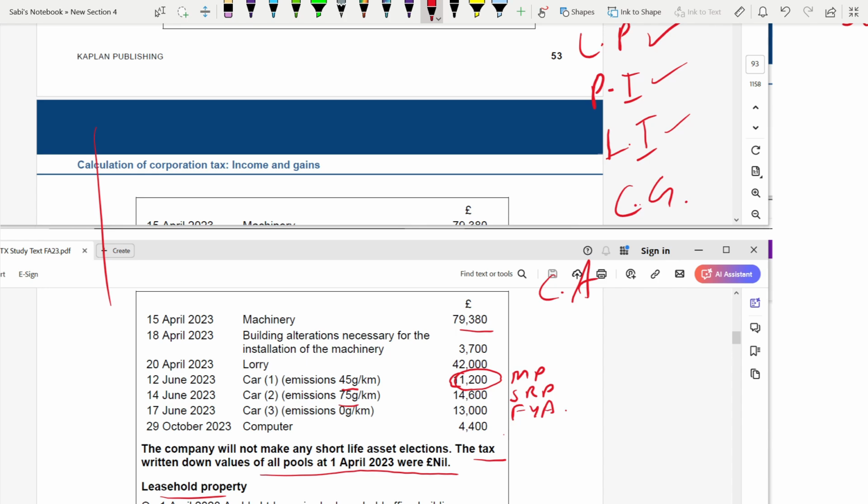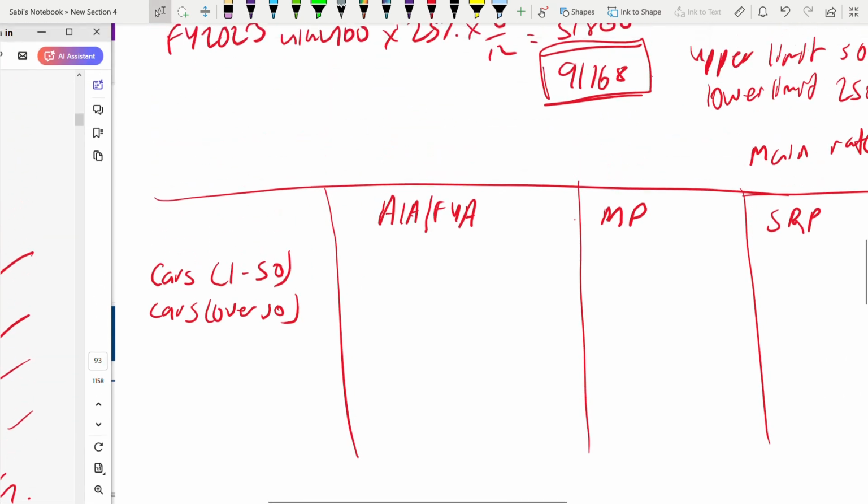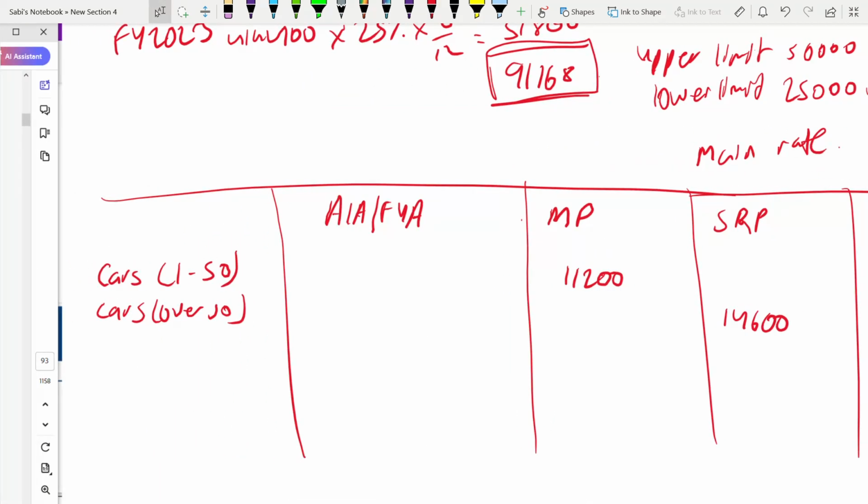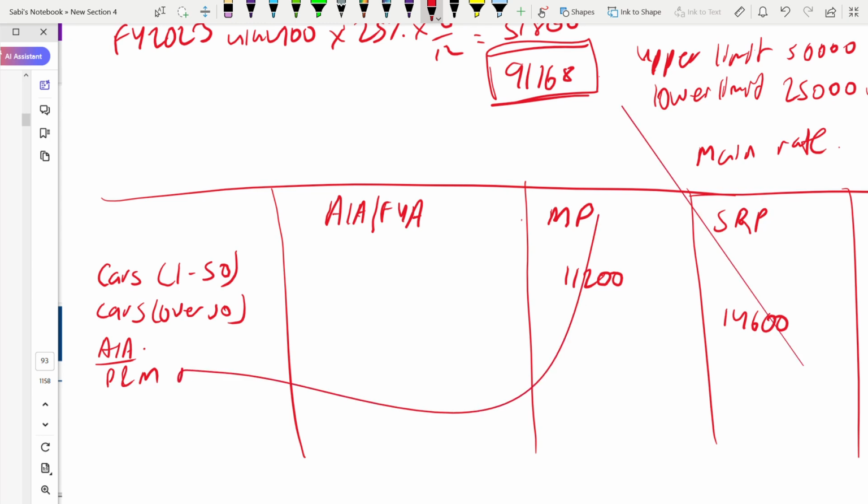Okay. Now let us quickly go and put it in the correct table. 1 to 50, the 45 will go to the main pool, 11,200. Then over 50, the 75 will go to the special rate pool, 14,600. Next, qualifying for AIA, plant and machinery. For plant and machinery, if there is a working under working, make a note next to it. Note 1. That's the first one.